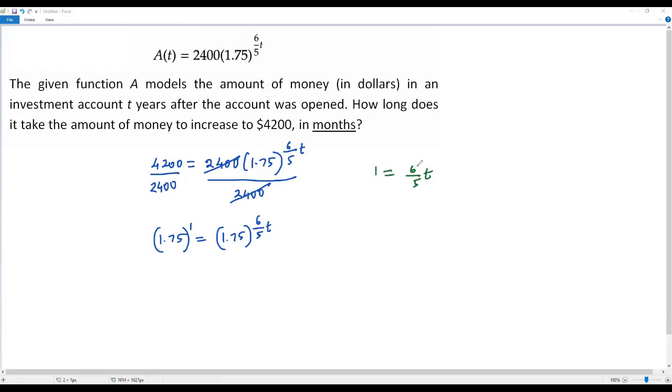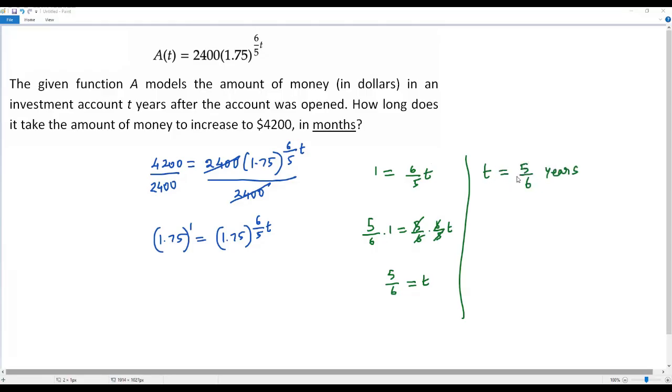Now to solve for t, we have to get rid of this fraction 6 over 5. For that, we have to multiply both sides of this equation by the reciprocal of this fraction, that is 5 over 6. Let me do it. That is 5 over 6 times 1 equals 5 over 6 times 6 over 5 times t. Here this 5 will cancel out, 6 will cancel out. When I multiply this 5 over 6 by 1, I am getting 5 over 6 equals t. Here I got the value of t, that is t equals 5 over 6 years.